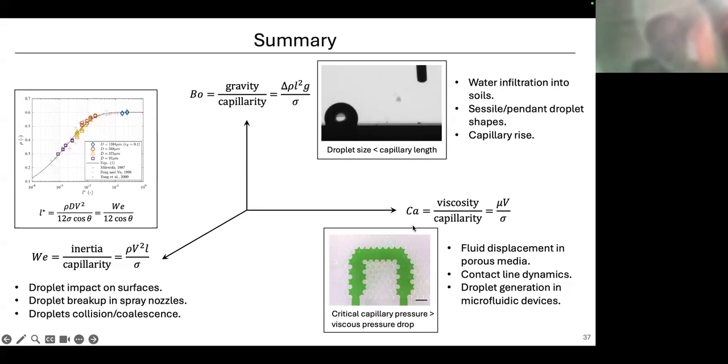And this number is important in fluid displacement in porous media, contact line dynamics, like looking at the dissipation of viscosity near the triple contact line, and also droplet generation in microfluidic devices. And then in this axis, really towards the origin in the middle part, that's where the physical process will be dominated by capillarity or interfacial tension.